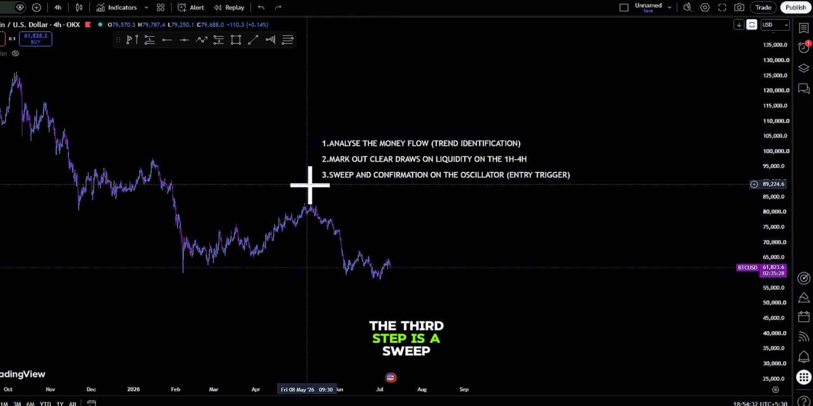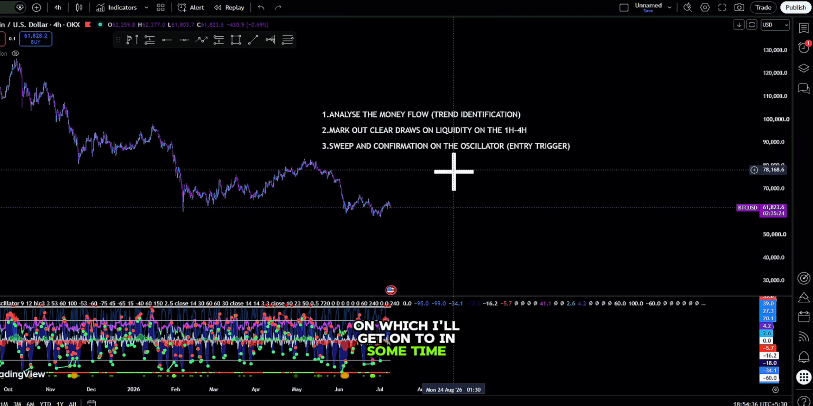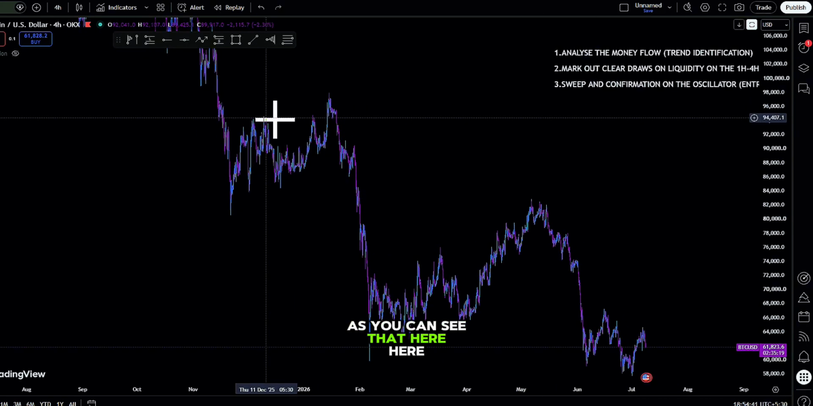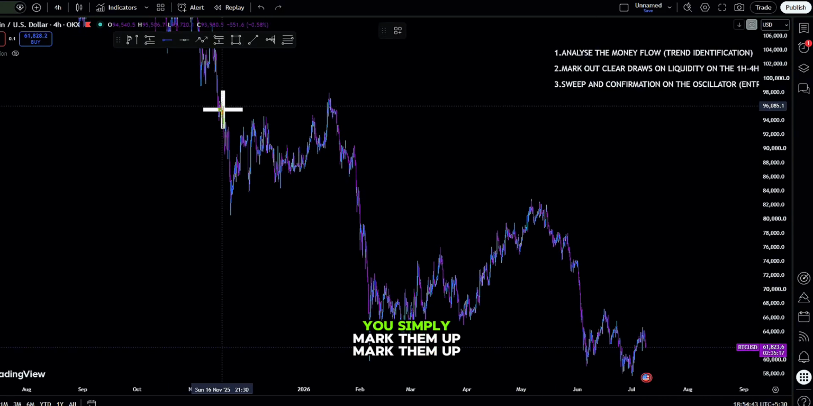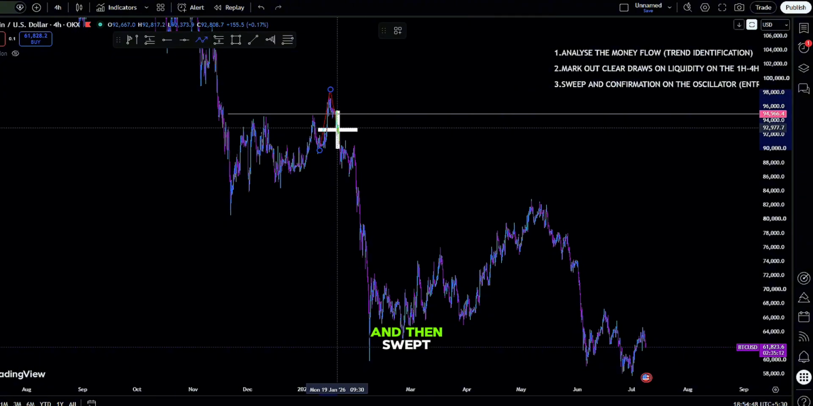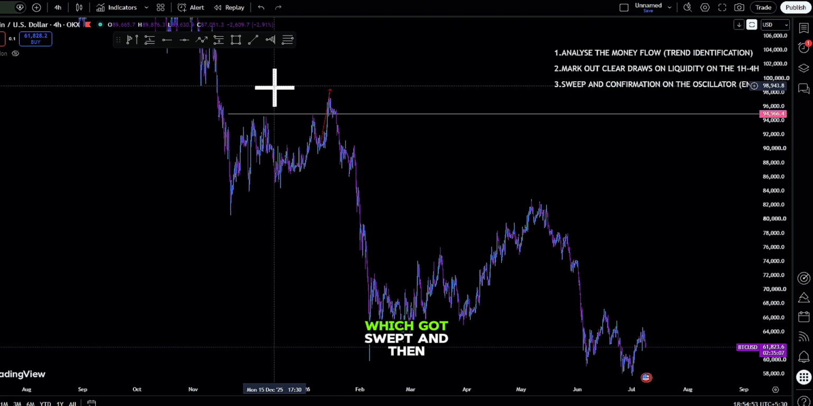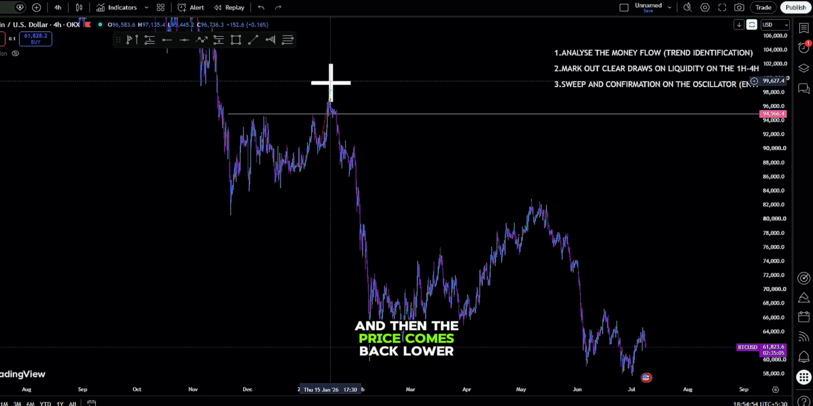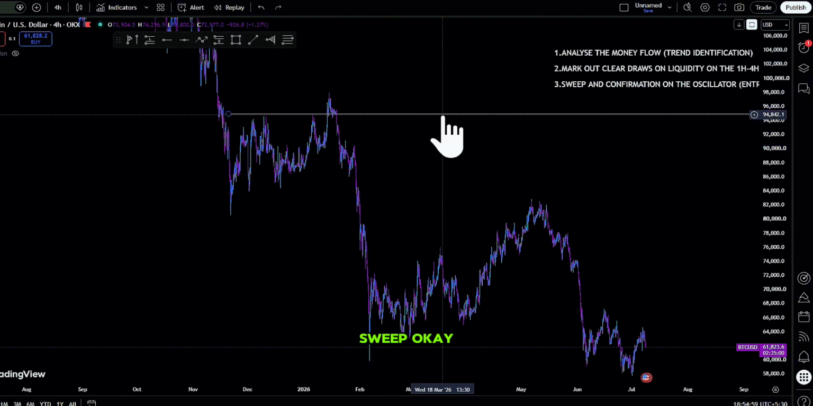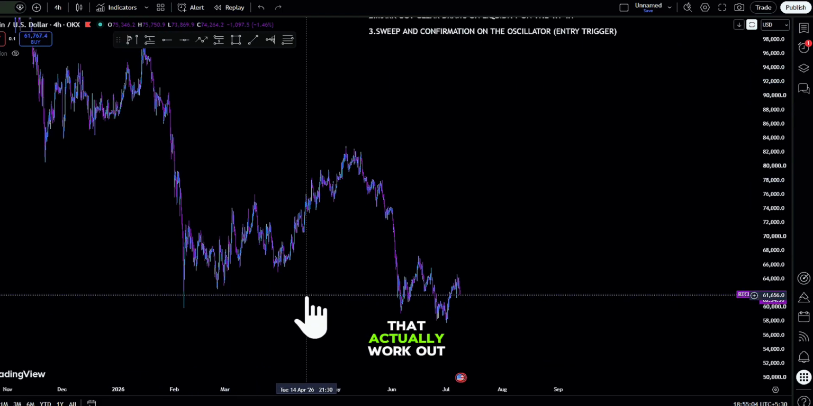Now the third step is a sweep and confirmation on the oscillator, which I'll get onto in some time. So what I mean by liquidity sweep is that as you can see, here were some highs. You simply mark them up, and then you see that the price went up and then swept the level. Basically, here were some pending stop losses or orders which got swept, and then the price comes back lower. So this is exactly what I meant by sweep. Okay, so now the most important part, let me show you a few examples that actually work out.